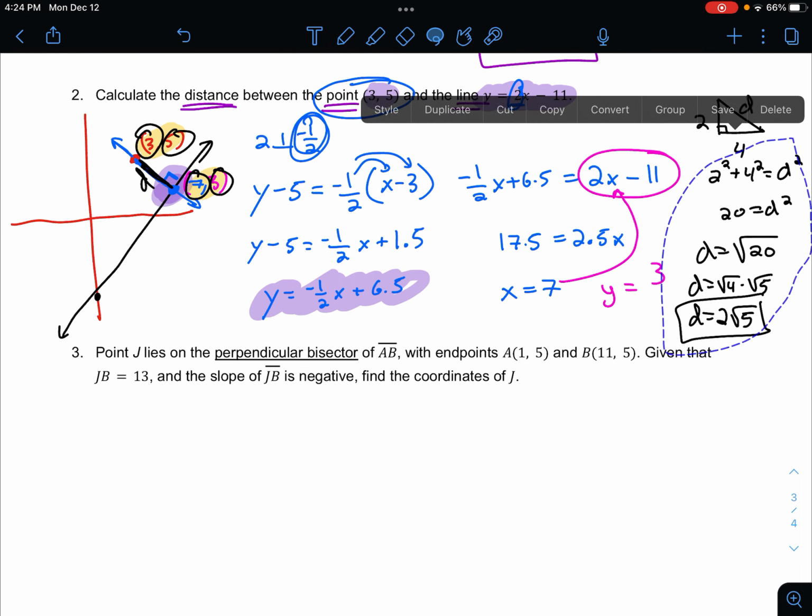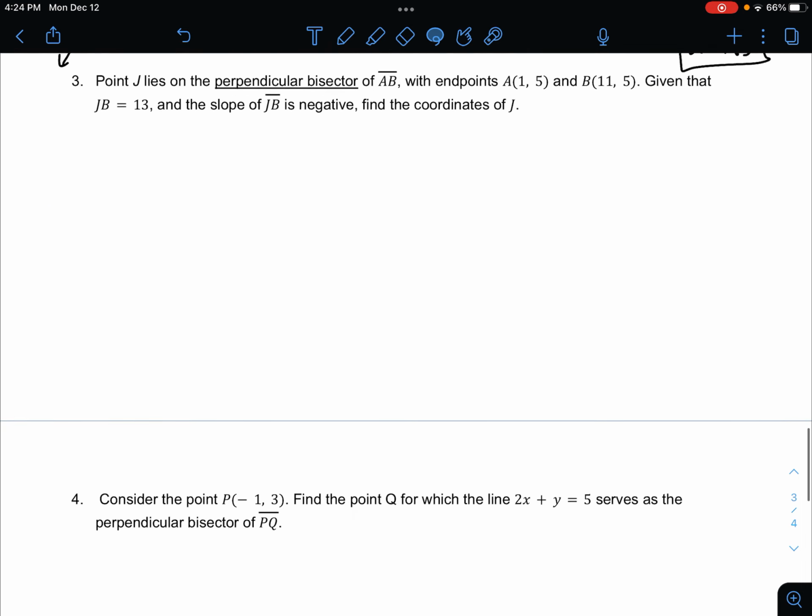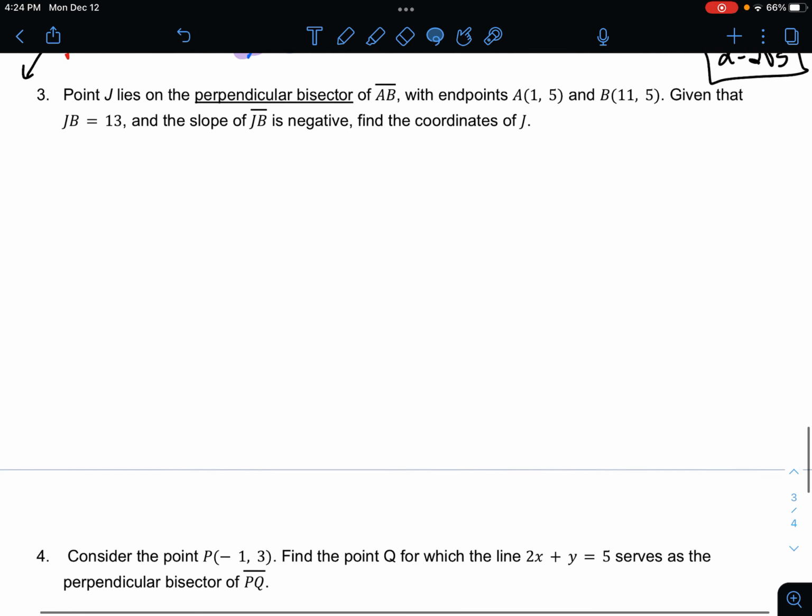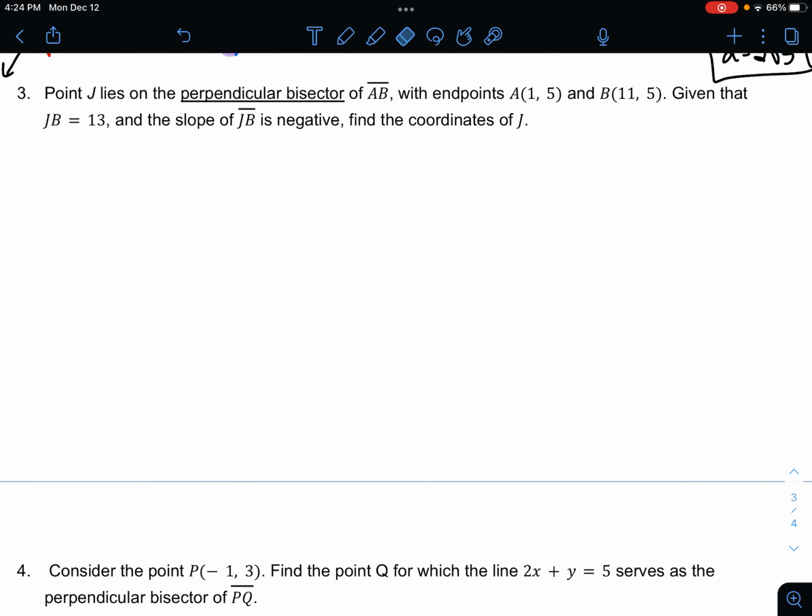All right, moving on to problem number 3. It says point J lies on the perpendicular bisector, I'm going to highlight this keyword, of some segment AB with endpoints of A (1, 5) and B (11, 5). Okay, so I'm going to draw this out. I immediately note that these y-coordinates are identical, so this is a horizontal line segment AB.